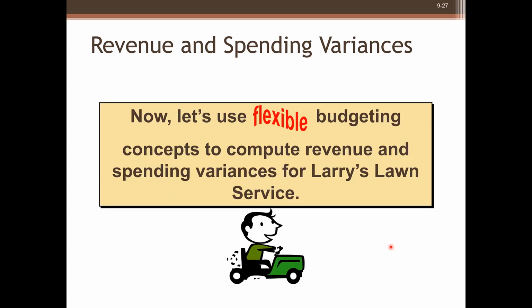We've compared the planning budget and the flexible budget and seen the impact of change in activity on revenues, costs, and net operating income. But we haven't answered the question, has Larry done a good job or poor job controlling costs? Now we will take a look at revenue and spending variances to answer the question.